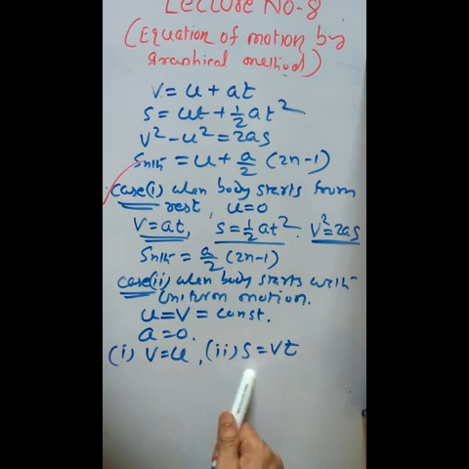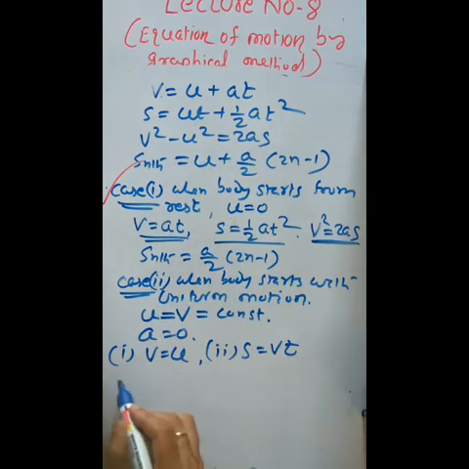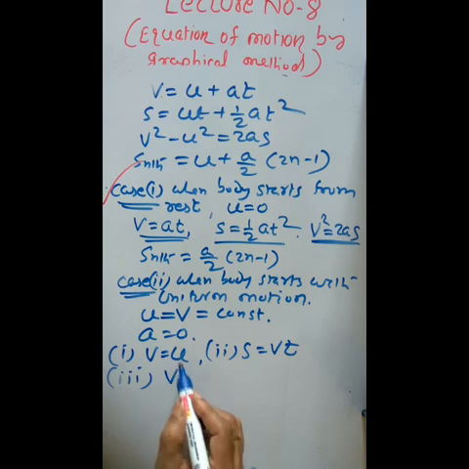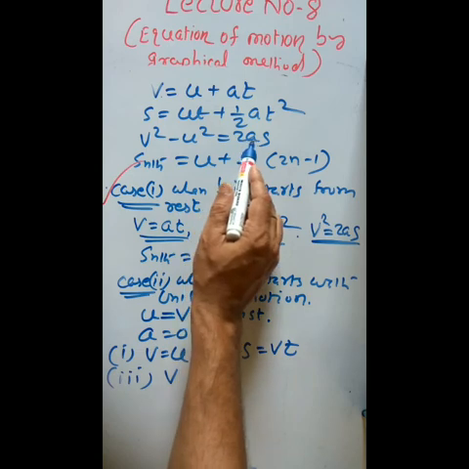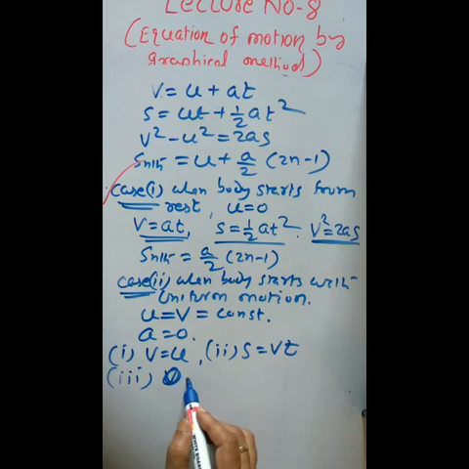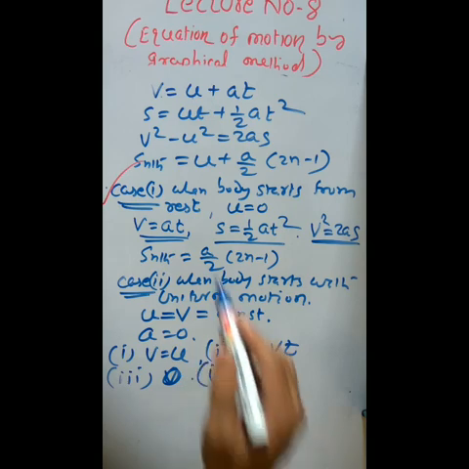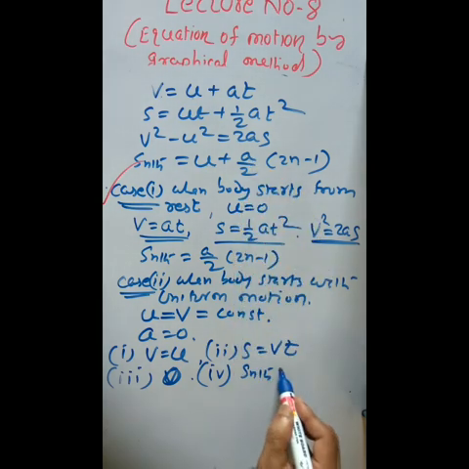So V is equal to S by T. This formula is only applicable if the body is moving with constant velocity. But if a body is moving with acceleration, then you have to use S is equal to ut plus half a t square. The third equation of motion, V square minus U square is equal to 2AS. Here V is equal to U and A is also 0, so everything is 0. The fourth equation, Snth is equal to U plus A by 2 into 2n minus 1. Since A is equal to 0, Snth is equal to U.